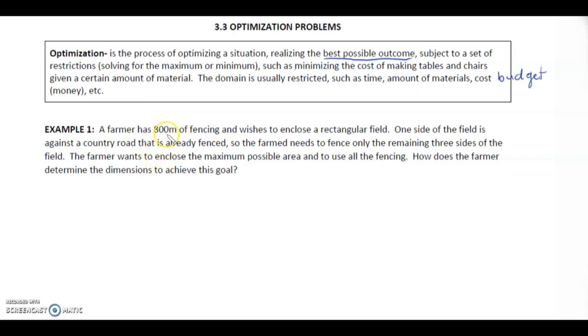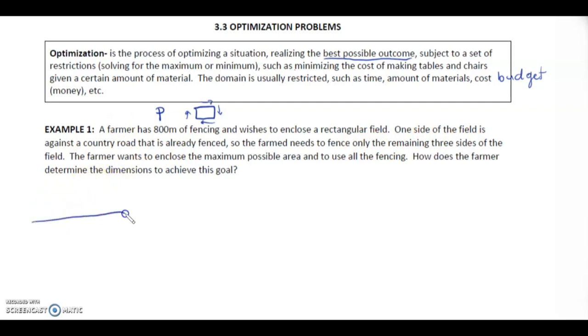A farmer has 800 meters of fencing. Okay, immediately I'm thinking perimeter. 800 meters of fencing would be the amount of fencing going maybe around something. And immediately I think rectangle, but I'm not actually sure of that yet. So I'm going to keep reading. And wishes to enclose a rectangular field. There we go. One side of the field is against a country road that's already fenced.